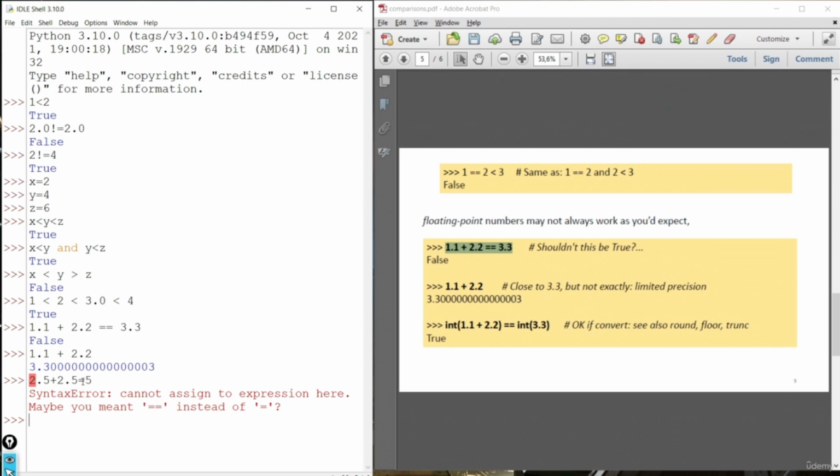I have used a single equality sign, that's why a problem arises. I should use two equality signs. Okay. And the result is true, as you see. These numbers cannot be expressed exactly, but 2.5 can be expressed exactly. So the comparison result here is true.